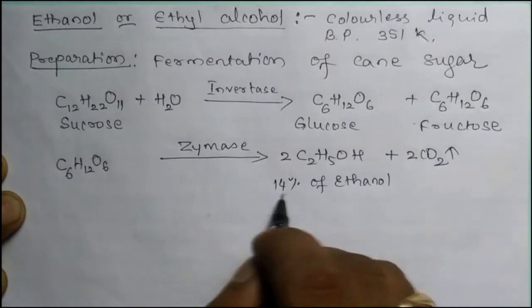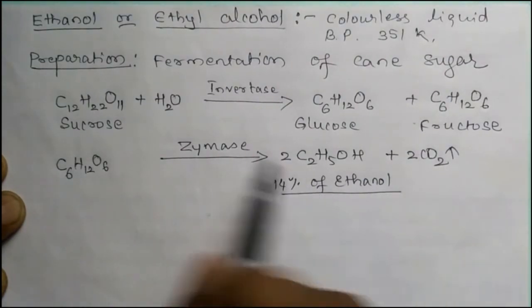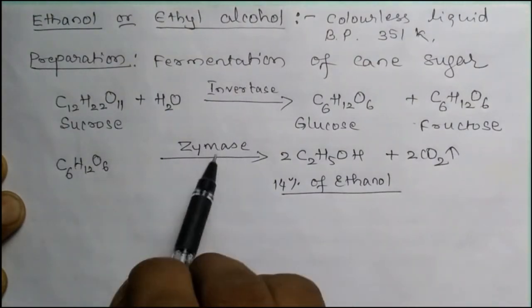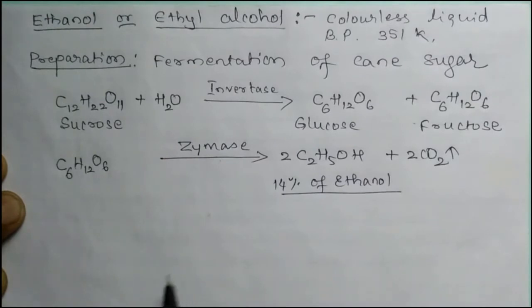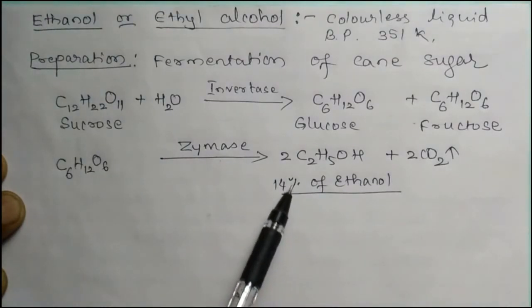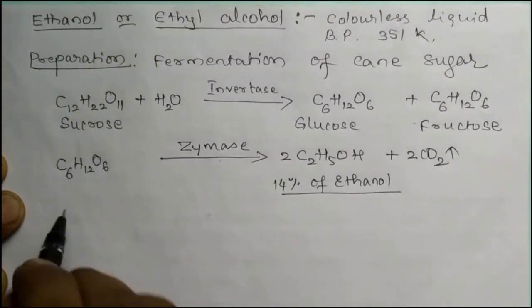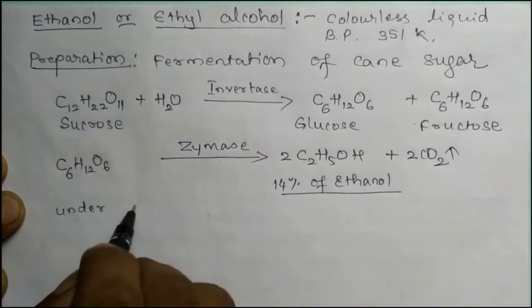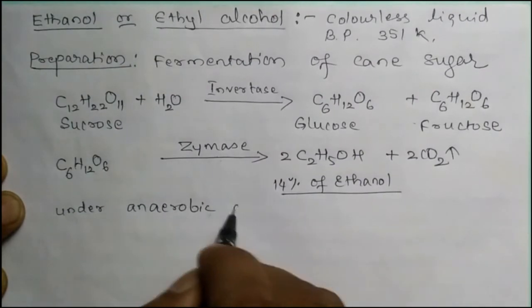If the concentration of ethyl alcohol exceeds, that stops the enzymatic action of invertase as well as zymase. Hence the concentration of ethyl alcohol should not increase, and fermentation is carried out in anaerobic condition.